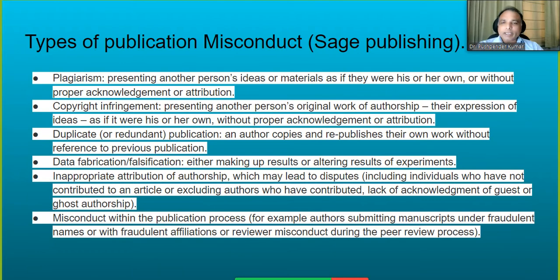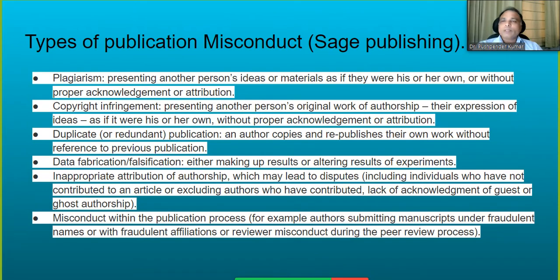Inappropriate attribution of authorship. If you don't acknowledge or cite a person who has written a particular article or research paper, that would be inappropriate, and it will lead to disputes. So this is also publication misconduct. And then there is misconduct in the publication process. You send your paper to a fraudulent organization where they charge a huge amount and publish your paper.